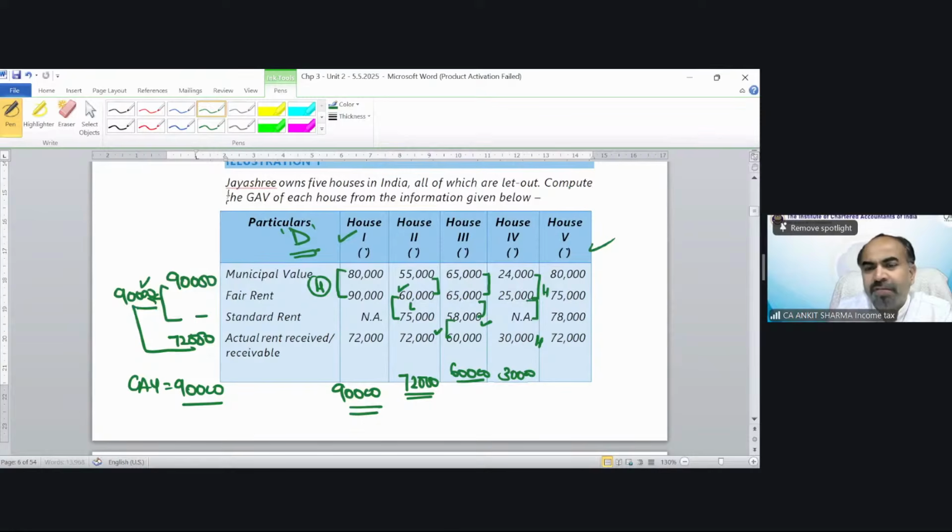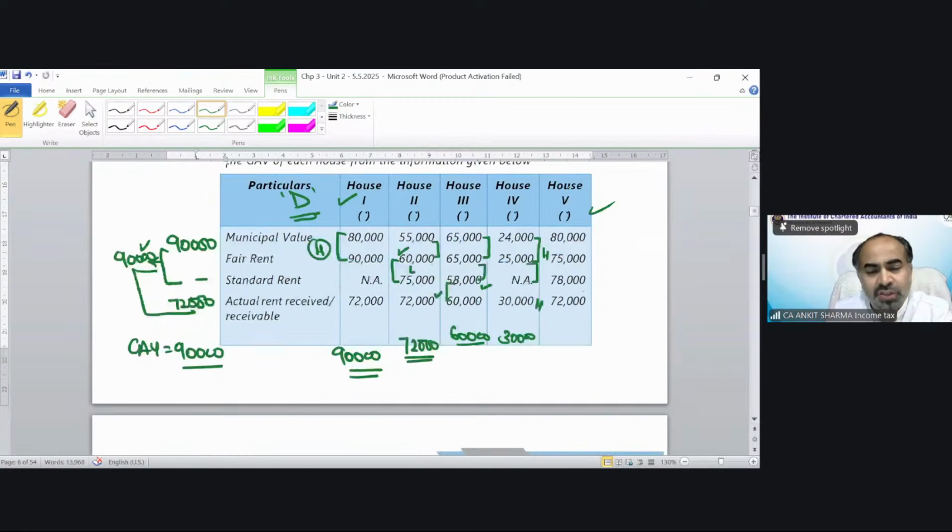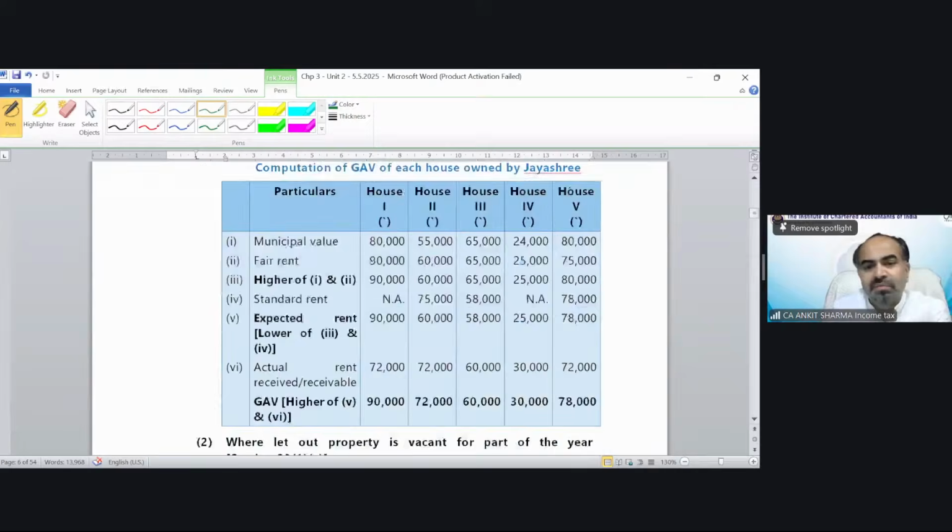So as on, you can find out the property's GAV. Once you find out the GAV in a question, the solution after that is very simple. They have explained it to you in detail. The lower is called expected rent. Okay.